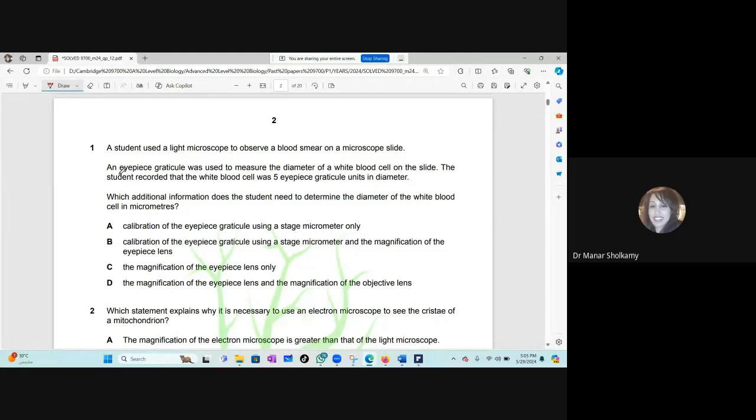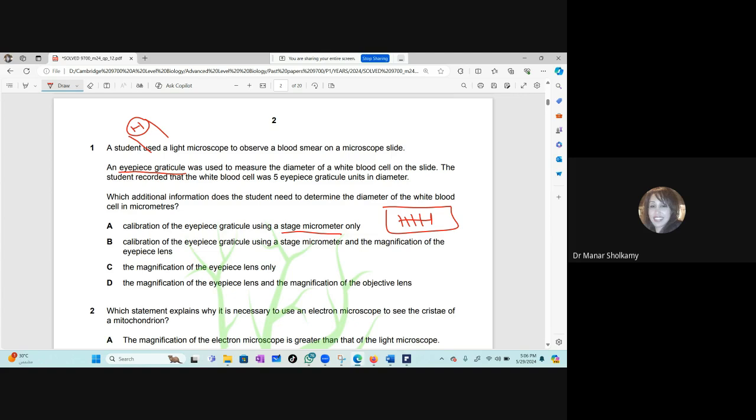Yes. Here we're using an eyepiece graticule and a stage micrometer. Do you know what an eyepiece graticule is? Yes, the ruler that is found on the eyepiece itself. And the stage micrometer is the slide that has a ruler. Remember when I draw the ruler on the slide? The ruler on this slide has a scale. We know the length of this ruler, but we don't know the length of the ruler on the eyepiece graticule. It depends on the magnification.